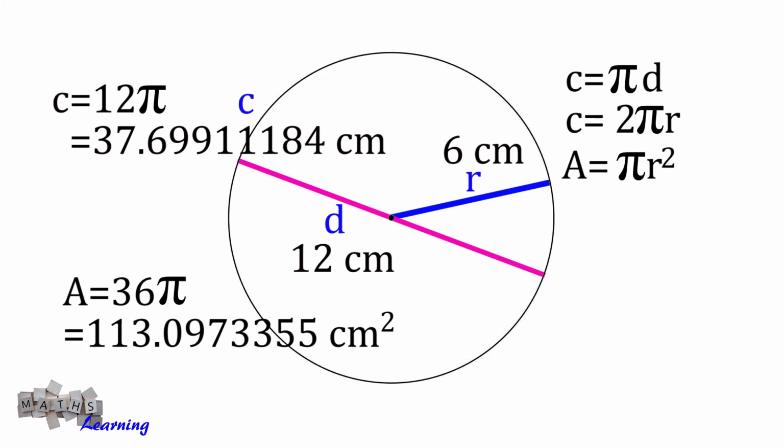The area would be pi r squared, so pi times 6 squared is 36 pi, or 113.0973355 centimeters squared. You'd probably be asked to give the answer to a certain number of decimal places, and remember to give the units whether in millimeters, centimeters or meters, etc.